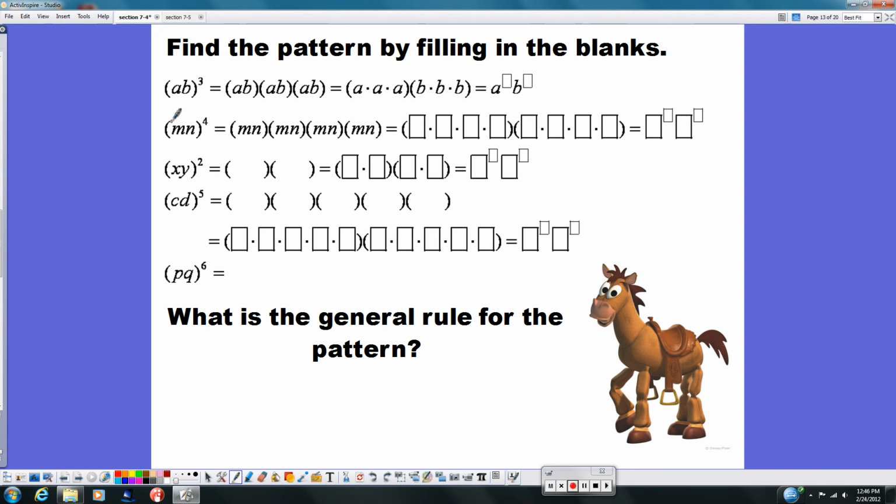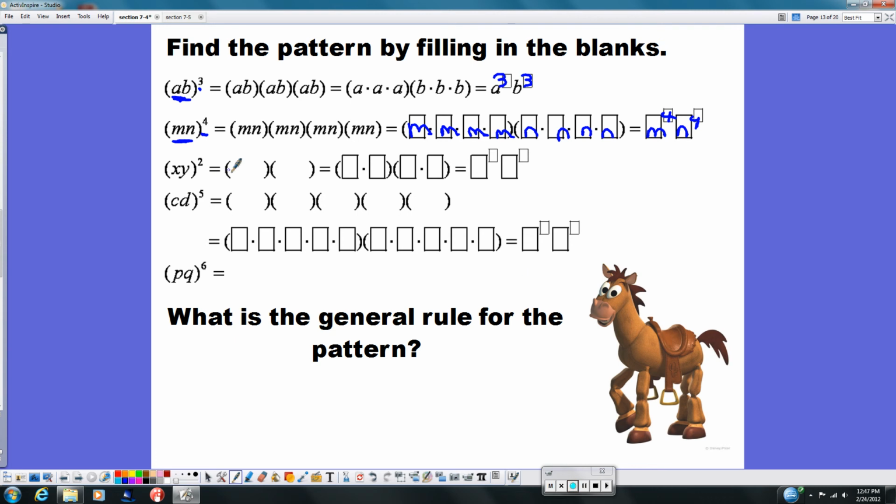We have the quantity AB to the 3rd power, so that means we're writing whatever's inside here 3 times: AB, AB, AB. If we separate this and group it into like things, we have the 3 A's and the 3 B's, which would be A to the 3rd, B to the 3rd. Let's take a look at this one. We're going to write MN 4 times. So we're going to put these together. We have 4 m's, 4 n's, so m to the 4th, n to the 4th.